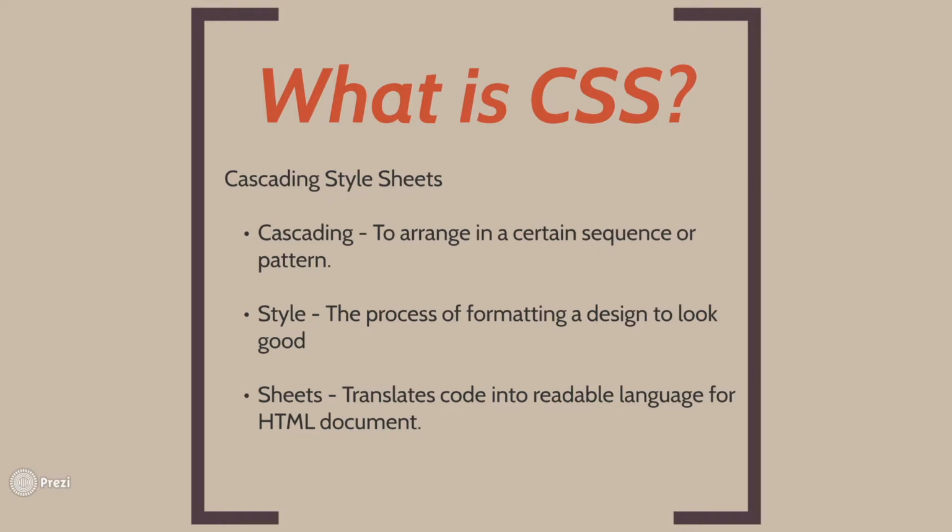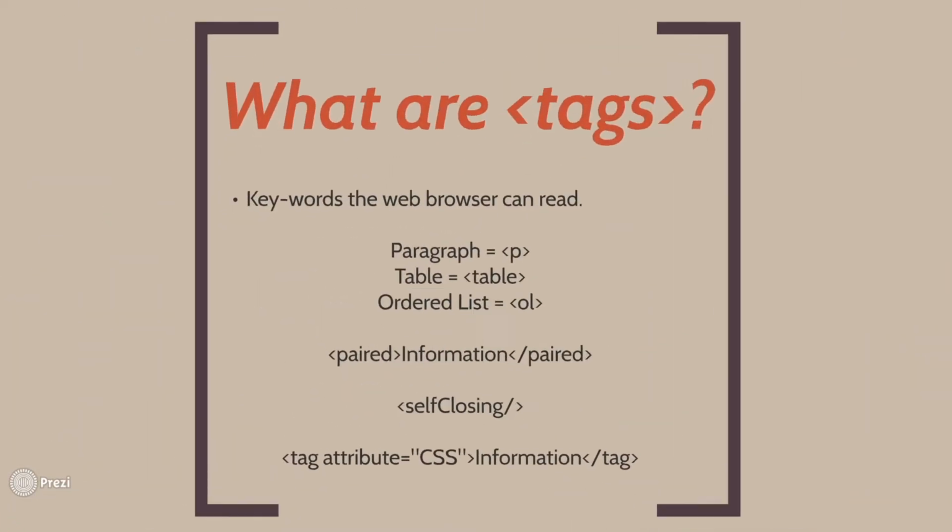CSS stands for Cascading Style Sheets. The definition of cascading is to arrange in a certain sequence or pattern. Style refers to the process of formatting a design to look pleasant to the eyes. Sheets refers to a .css document that the .html file can read and implement into its web page. Now that you know some vocabulary, let's begin talking about tags.